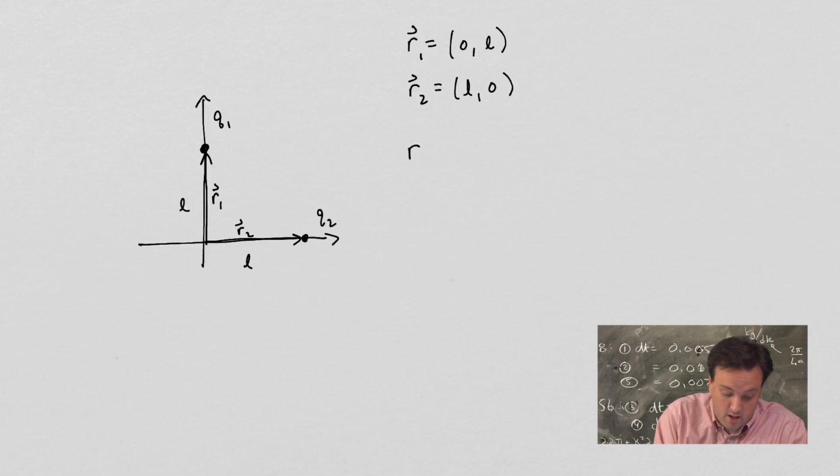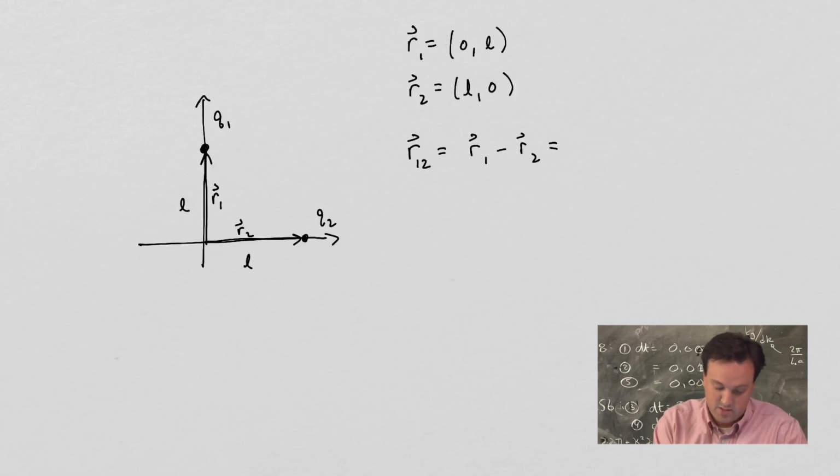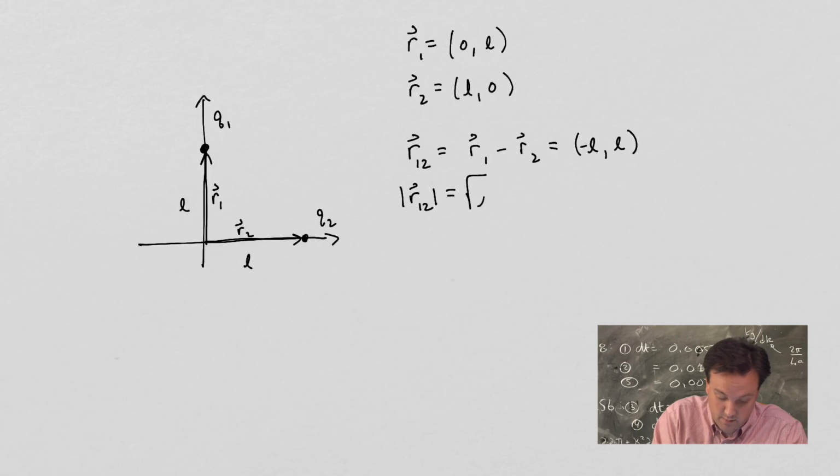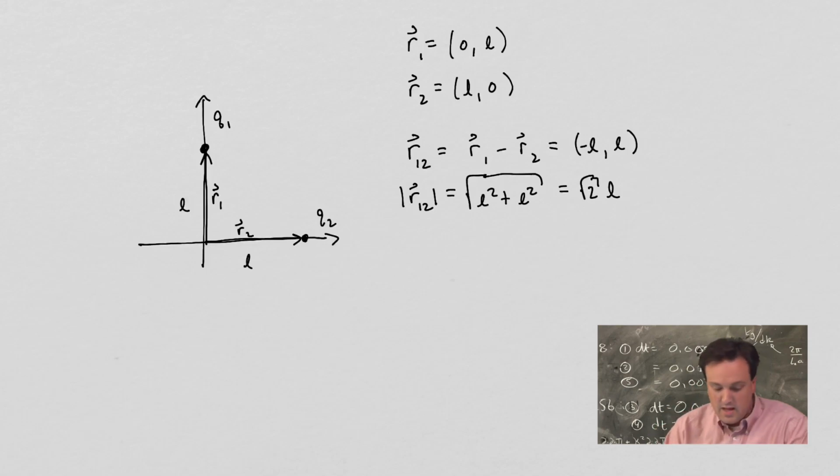Then I can just calculate. R12 is equal to R1 minus R2. Well, R1 is (0, L), R2 is (L, 0), and therefore R12 is (minus L, L). Right? How easy is this? The magnitude of R12 is just the magnitude of this vector, which is the square root of L squared plus L squared, which is the square root of 2 times L. And now I have all of the mathematical pieces that I need to construct Coulomb's law in its vector form.